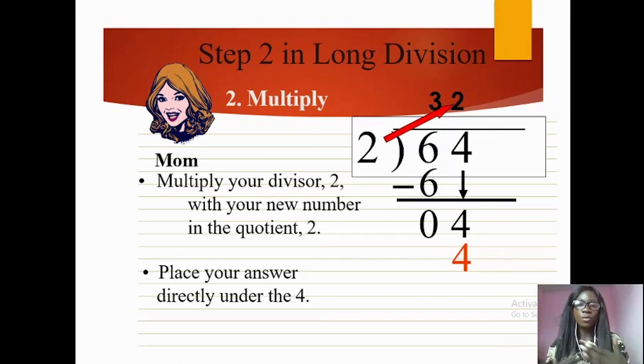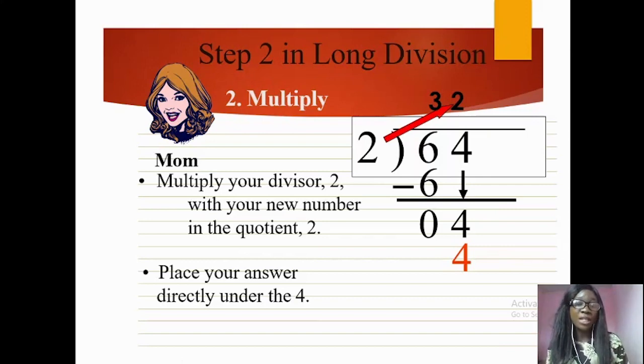So we are just going to go ahead. Now we are multiplying our divisor, which is 2. This is our divisor. Follow my cursor. This is my divisor, which is 2, with our new number in the quotient. Our new number in the quotient is also 2.